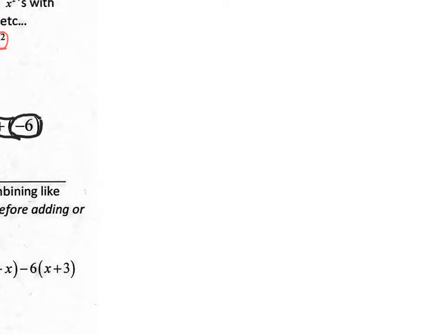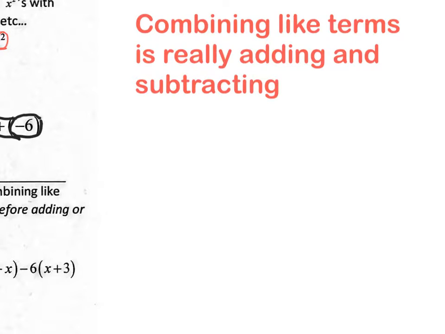So before we move on, I want to state something. Combining like terms is really adding and subtracting, right? And how do we add and subtract? You simply think of money, right? But you got to add and subtract the like terms, okay?